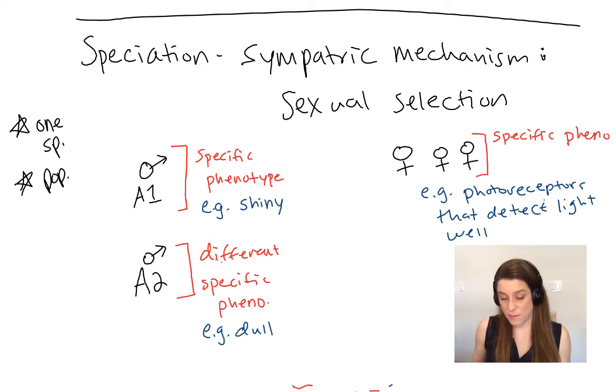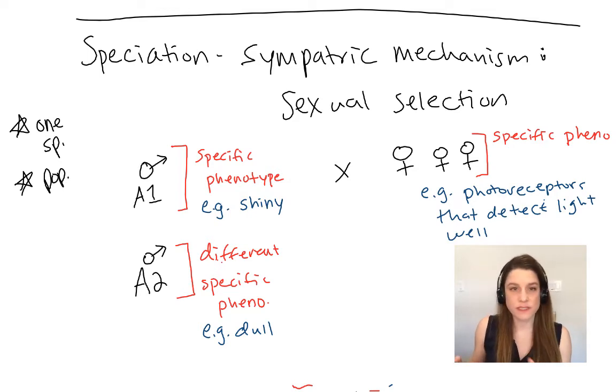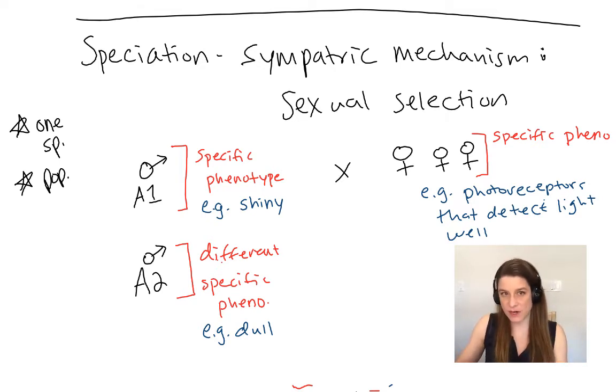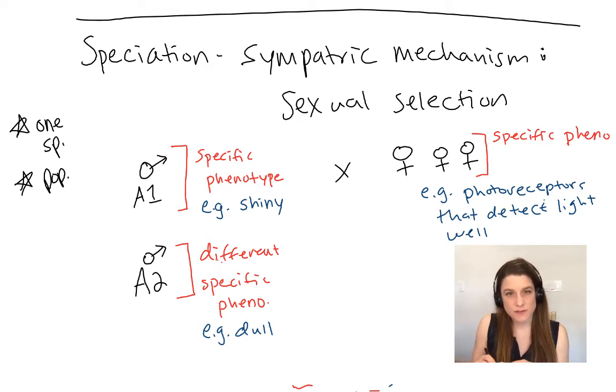Okay, so those females, because they detect light well, are going to preferentially mate with the shiny males. So the dull males, because they're not shiny, are not mated with. And so what this means is that you have a specific pairing here of females that detect light well because of their eyes and males with shiny scales, even though shiny and dull are in the same population. Now, not just that though.